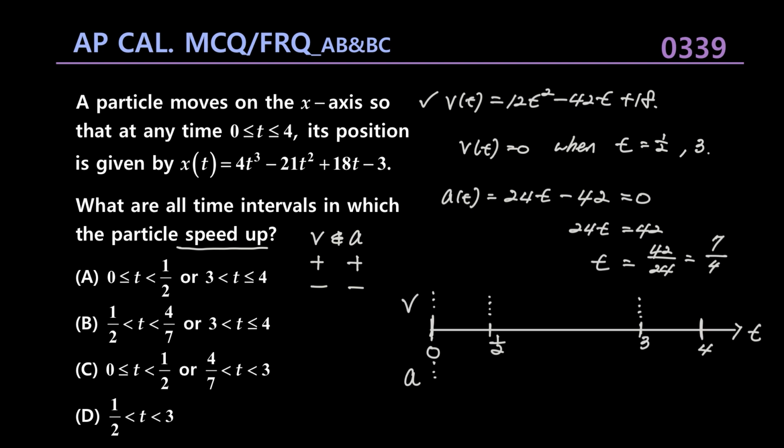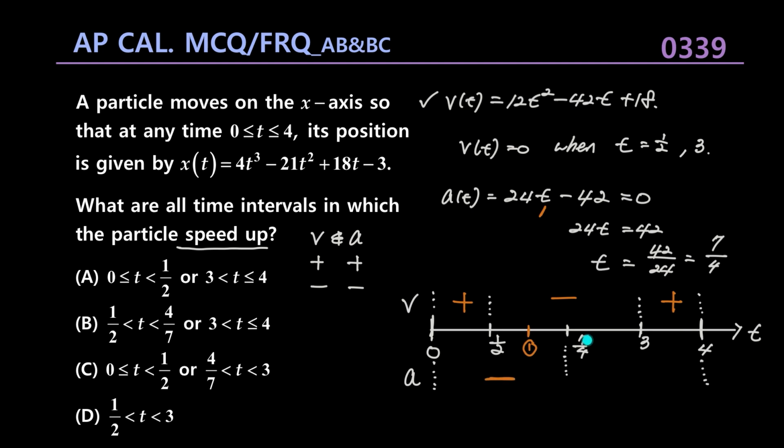Okay, 7 over 4 is 1.75, so that's going to be between 1/2 and 3. Let's say here is 7 over 4. Okay, so we're going to test the sign of acceleration. In question 338, we found out velocity was positive, negative, positive. What about acceleration in this interval right here? We're going to substitute, let's say, 1. If we substitute 1 here, that's going to be 24 minus 42, which is negative, right? So we have a negative here.